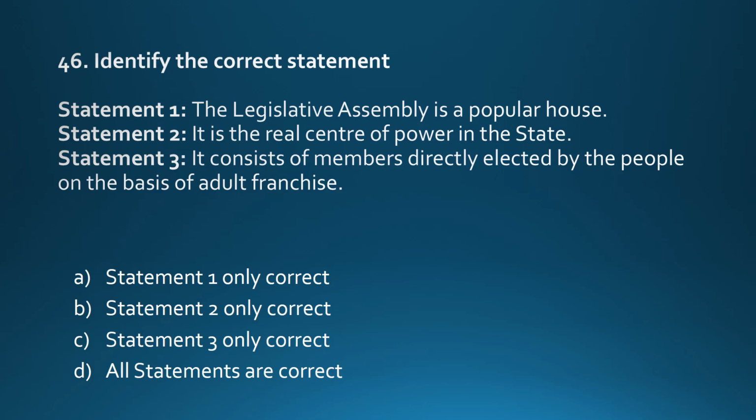Question number 46. Identify the correct statement. Statement 1. The Legislative Assembly is a popular house. Statement 2. It is the real center of power in the state. Statement 3. It consists of members directly elected by the people on the basis of adult franchise. Option A statement 1 only correct. Option B statement 2 only correct. Option C statement 3 only correct. Option D all statements are correct. Correct answer is option D. All statements are correct.